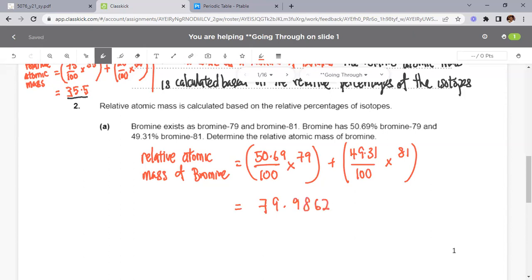Those of you who have done your math, you realize the number comes to 79.9862. As I mentioned, leave your final answer to 3SF. So I'm going to round it up to 80.0. I'm going to write here 3SF.